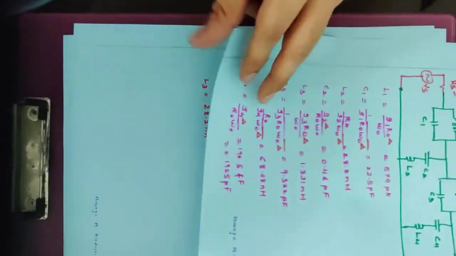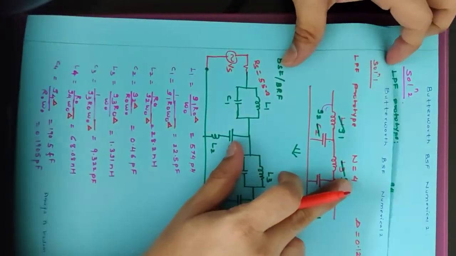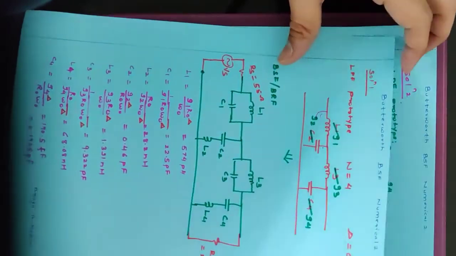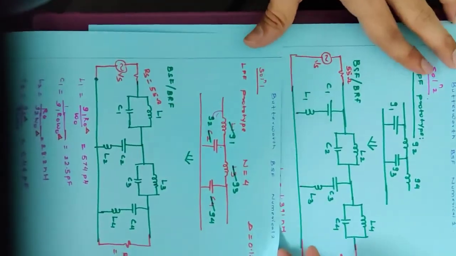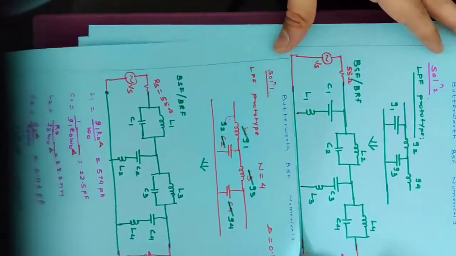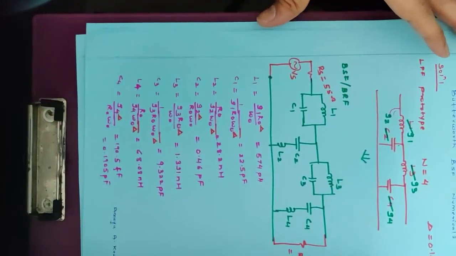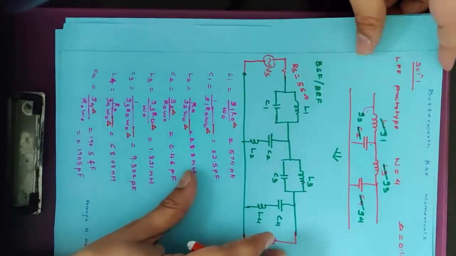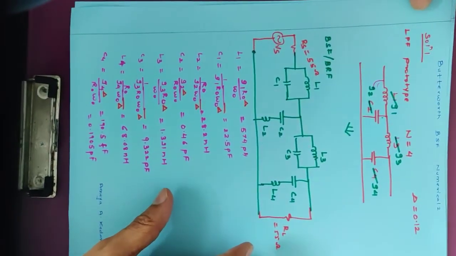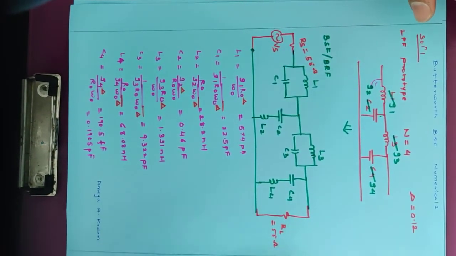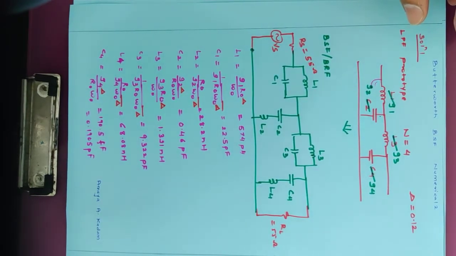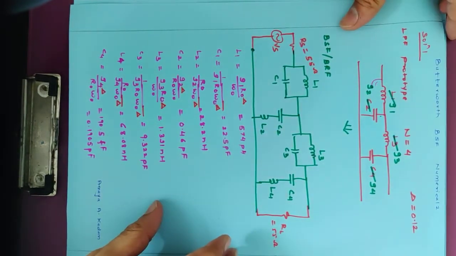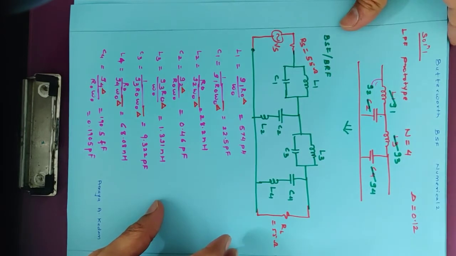So when the order of the filter is an even number, we can easily determine solution 2 from solution 1. That's all about the Butterworth band stop filter. We have seen the numericals for Butterworth low pass, high pass, band stop and band pass filter. We have seen 2 numericals each.